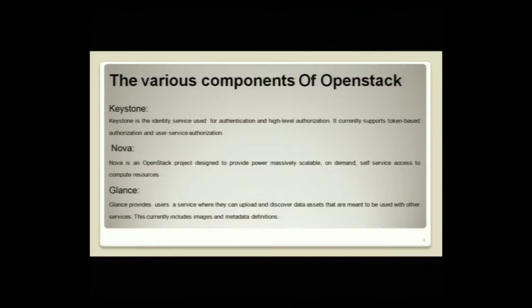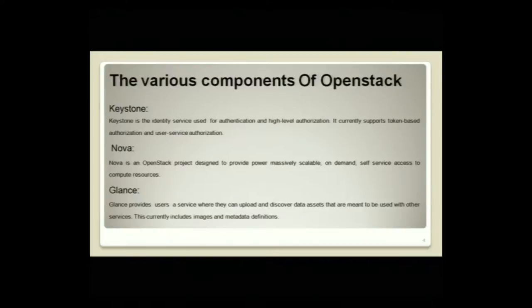There are many services: Nova for compute, Neutron for networking, Swift for object storage, Cinder for block storage, Heat for orchestration, and there are many more. Keystone is an identity service and it is used for user authentication. This is the primary task of this service. It also supports many additional authentication services.